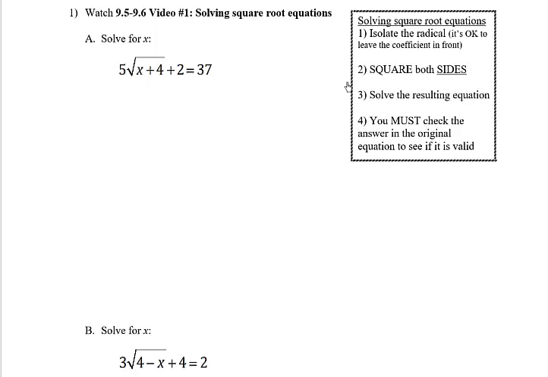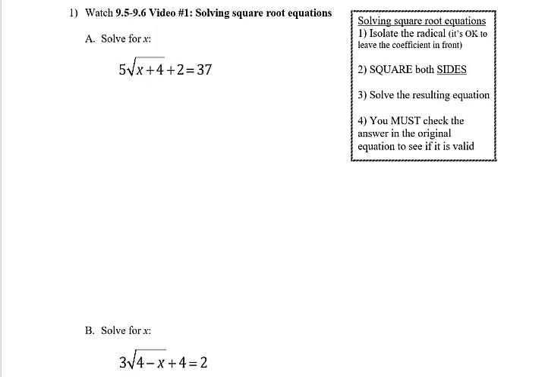Over on the side, I've given you a list of steps to follow for solving equations that have square roots. Let's go ahead and follow those steps. Step 1 says, get that radical by itself. So anything else that's outside the radical is considered junk. It's in our way. We really need to get rid of it. In this particular problem, that would mean the 5 and the 2.